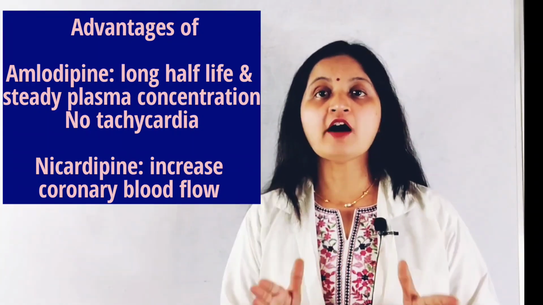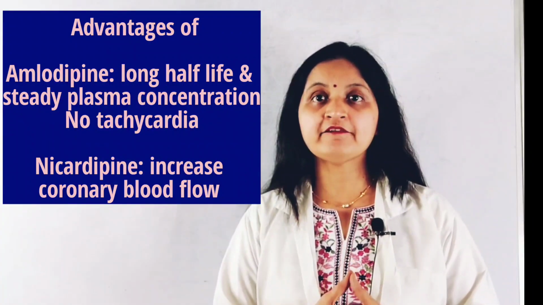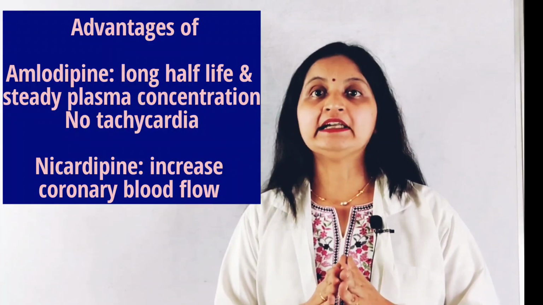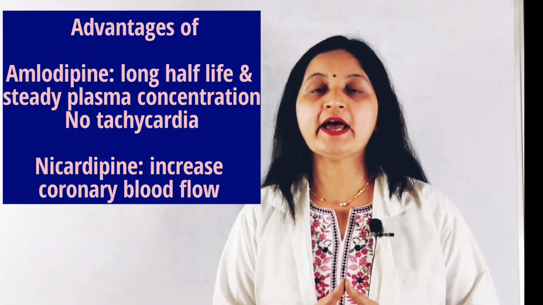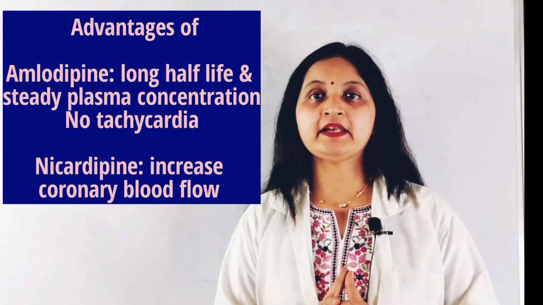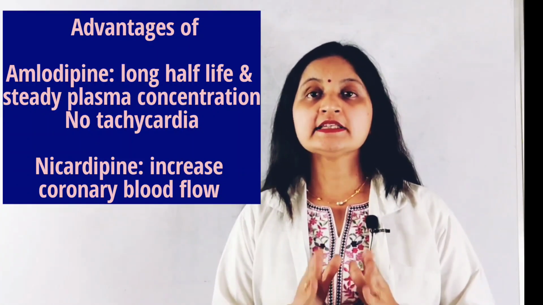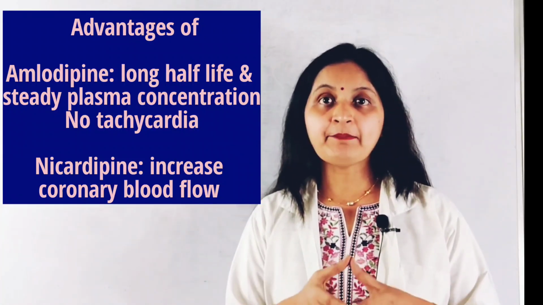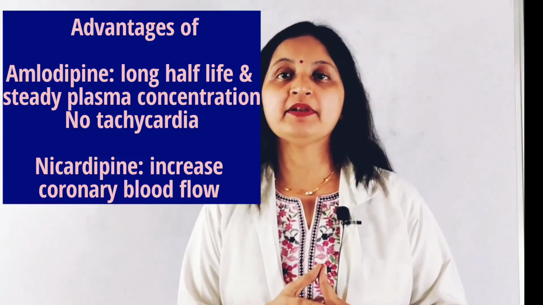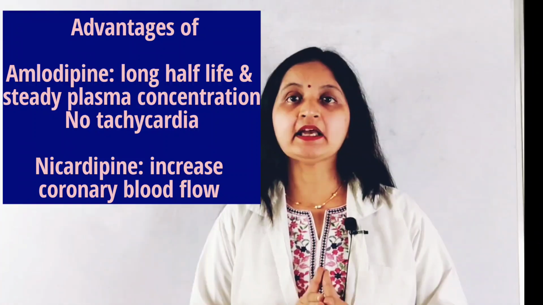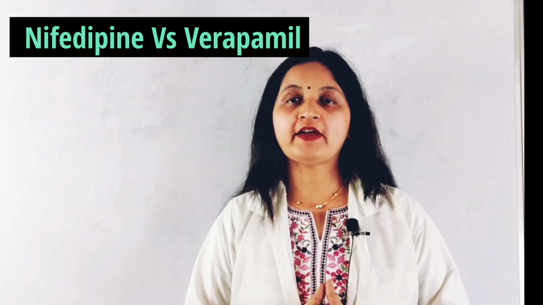Amlodipine has a long half-life and a steady plasma level, and therefore a sudden fall in blood pressure is avoided and tachycardia does not occur with amlodipine. So amlodipine is a safer drug compared to nifedipine, and nicardipine has selective action on the coronary blood vessels, causes dilatation of the epicardial blood vessels, increasing the blood flow to the heart. Therefore, amlodipine, benidipine and nicardipine are preferred over nifedipine in the management of angina.